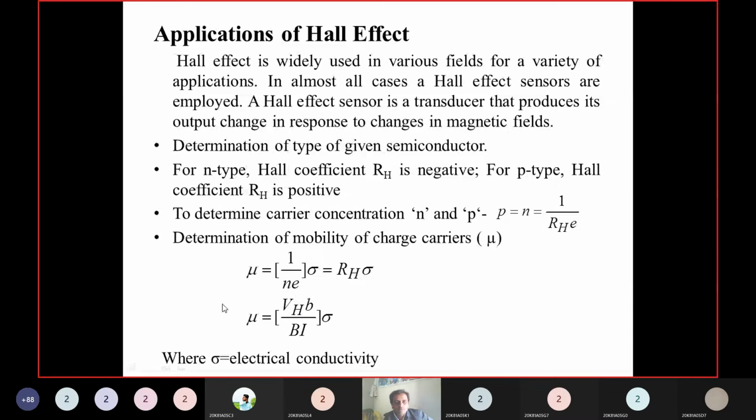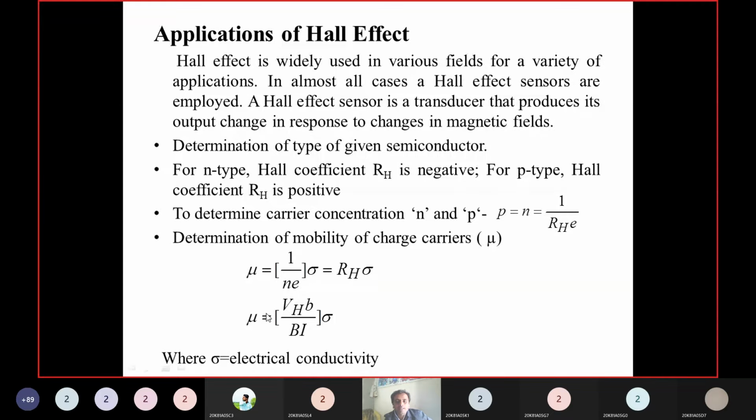Now, determination of the type of given semiconductor. We can measure which type of semiconductor it is. For an N-type semiconductor, the Hall coefficient will be negative. For a P-type semiconductor, the Hall coefficient will be positive. So depending on whether it is negative or positive, we can tell. The next one is to determine the carrier concentration, that is, how many charge carriers are present, whether holes or electrons, and to determine the mobility of charge carriers.